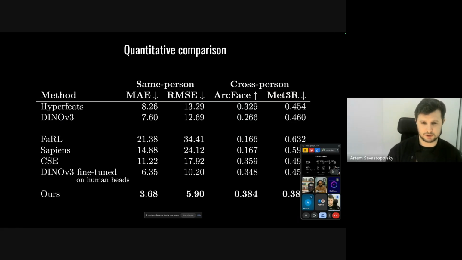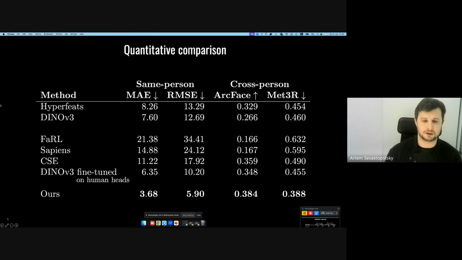Here we show the comparison, which we also show in the paper, and this is the comparison to all the baselines we used. So Diffusion Hyperfeatures in full, and DINOv3 and Sapiens I already covered. Here we have them grouped into two sets of rows. The first set is generic models. Diffusion Hyperfeatures and DINOv3 are trained on generic data, so they were not trained on faces specifically. And these four methods were trained on humans or on faces.